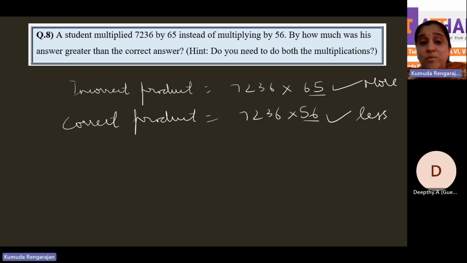That's the question. By how much was his answer greater than the correct answer? This is the correct answer, but his answer is more. By how much more is it? Is the question. Do we understand? Yes.